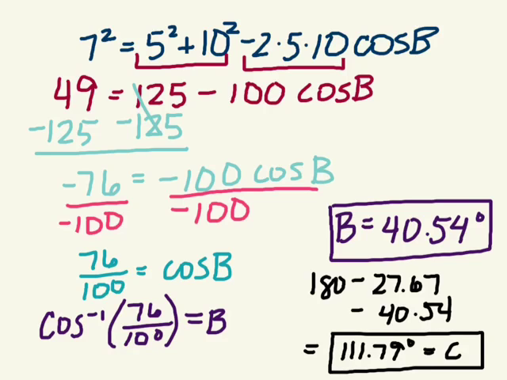Again, when you're working with law of cosines, just be careful with your order of operations. Make sure your calculator is in degrees. And make sure if you start with law of cosines, you stick with law of cosines to solve for the second angle. And then you can subtract from 180.